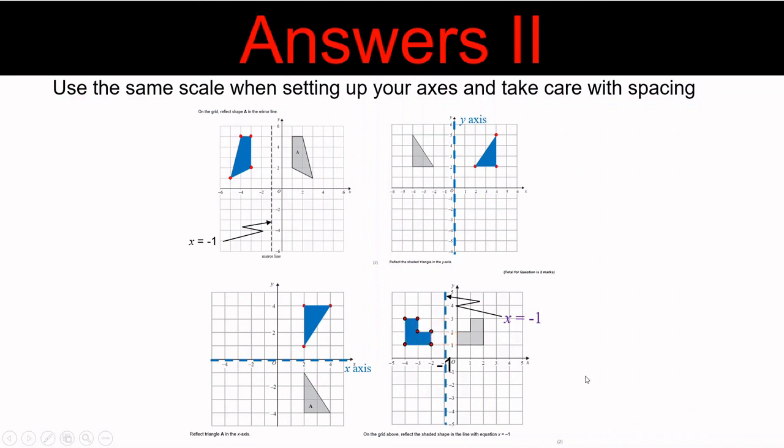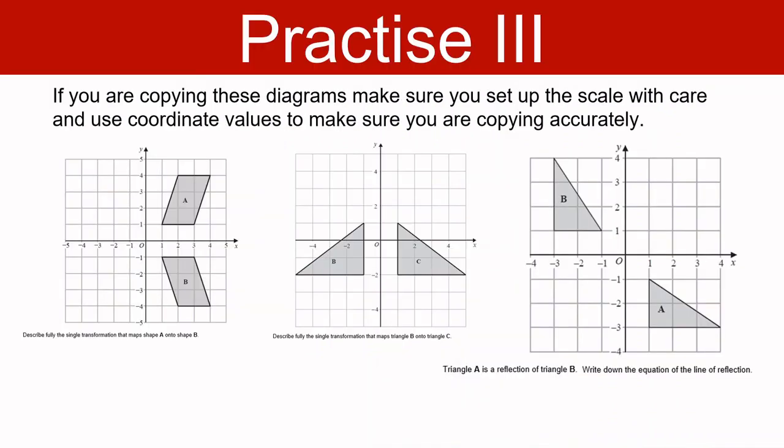This is my correct reflection in the line x equals -1. On to the third and final part of our practice exercise. Here we want to describe our transformations. To make this easy on you, we've only been looking at reflections today, so all of these transformations are reflections. However, you also need to give the equation of the line of reflection.